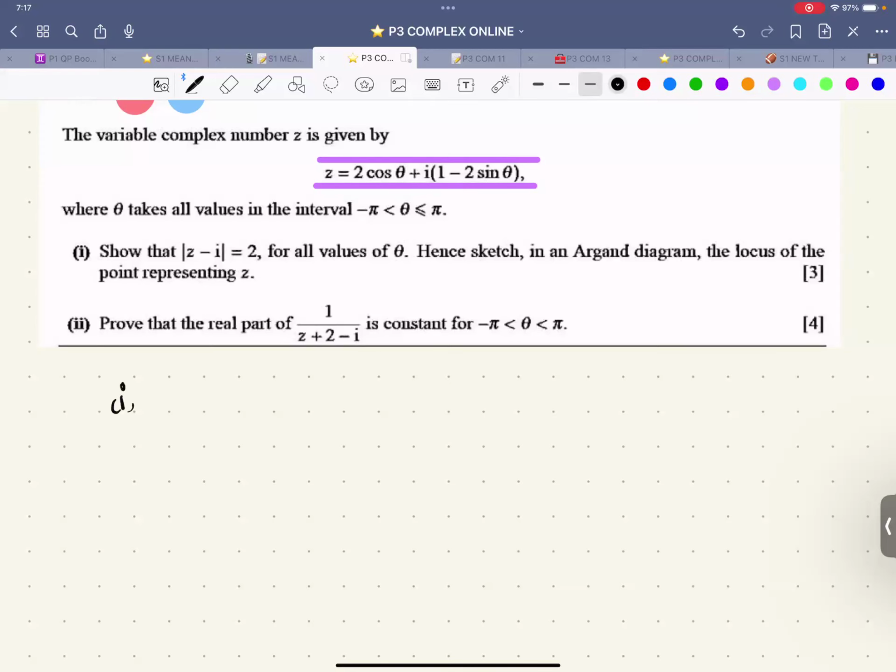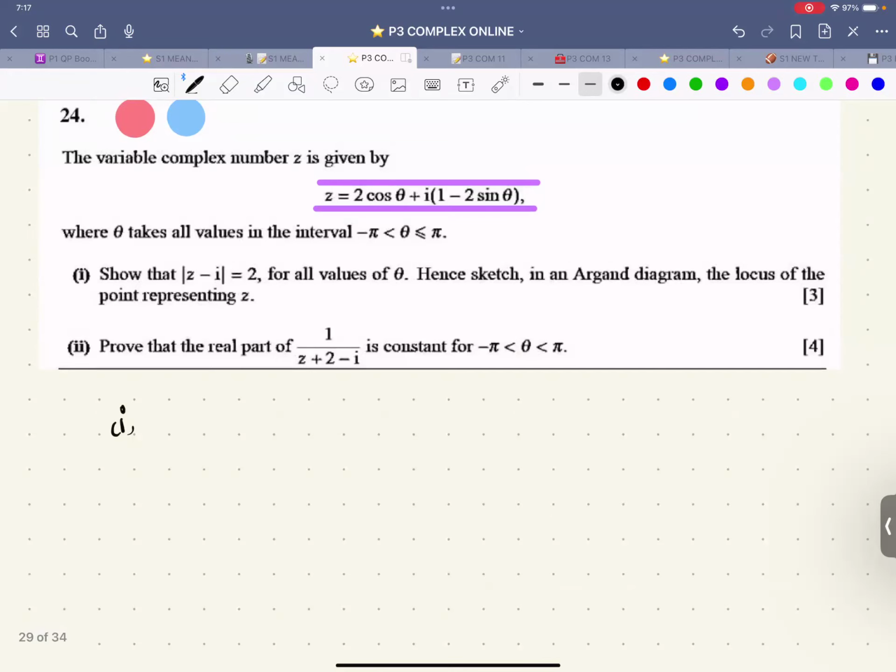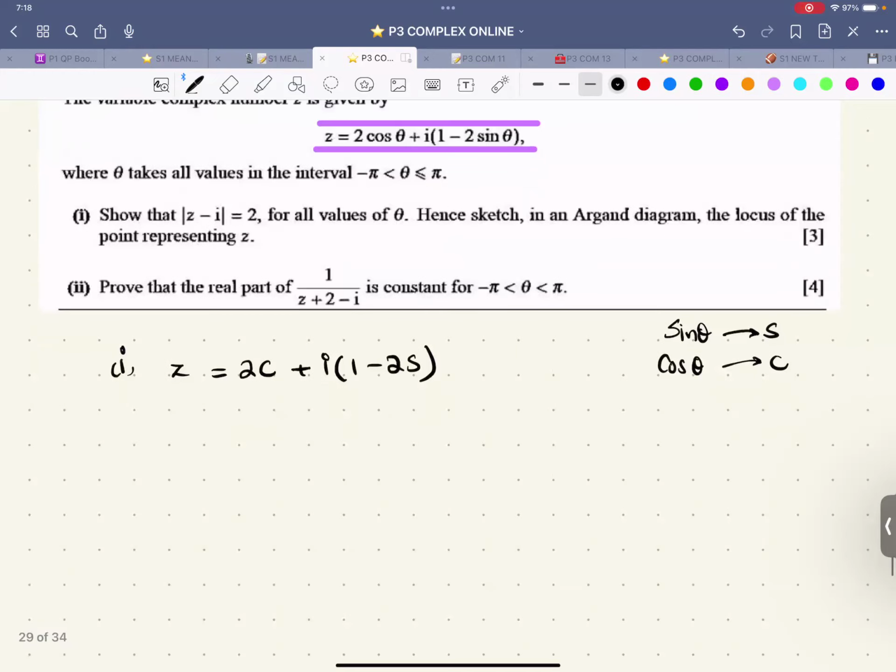Now, in this first question, if I focus on the very first part, so z is this thing. And when such a question comes, first of all use some symbols. Sine theta is denoted by S. Cosine theta is denoted by C. So I can write z as 2C plus i bracket 1 minus 2S. That makes life very, very simple. Now I'm interested in z minus i. So z minus i would be 2C plus i minus 2Si, and then I am subtracting an i over here.